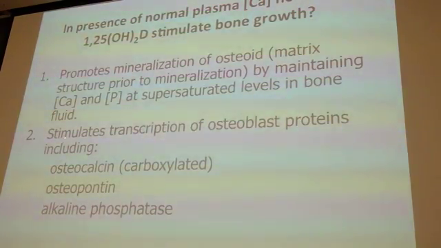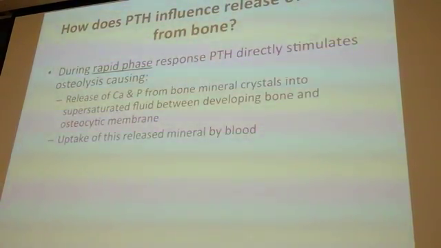And then the other role, which we already mentioned, is that it stimulates the expression of these osteogenic osteoblast proteins, including osteocalcin, which is carboxylated in a vitamin K dependent manner, osteopontin, and alkaline phosphatase. So these proteins are binding hydroxyapatite and providing structure, and this protein is freeing up inorganic phosphate for deposition in this mineral.